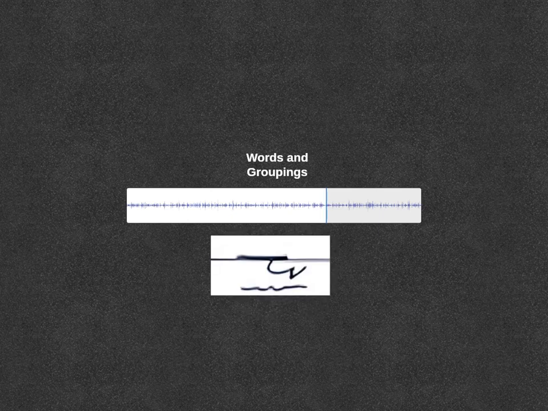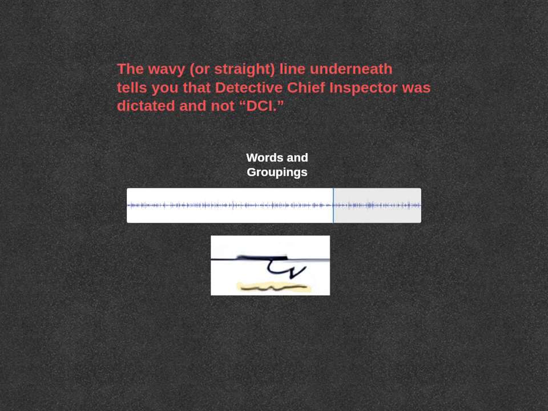Detective Chief Inspector, I've written DCI, little wavy line underneath, that could be a straight line if you wish, and that line tells you that Detective Chief Inspector was dictated and not DCI. You would lose marks in an examination if you put the abbreviated version instead of the full version or vice versa. In other words, different to what was dictated.